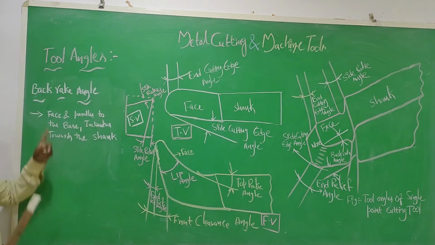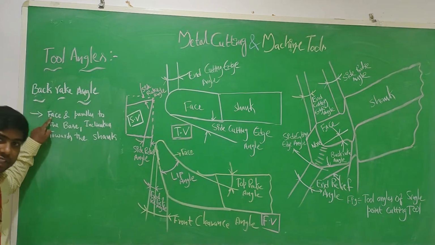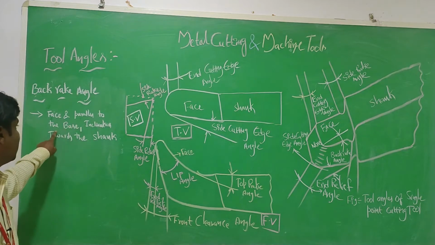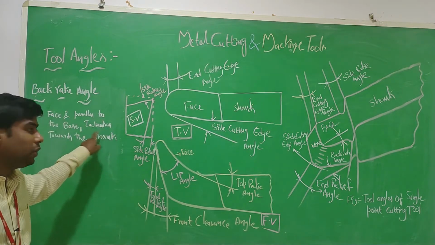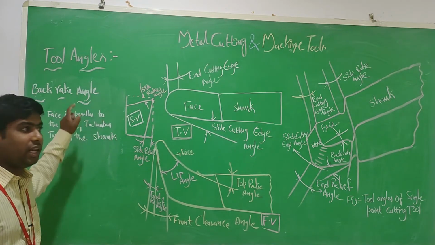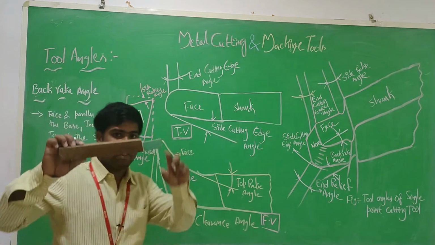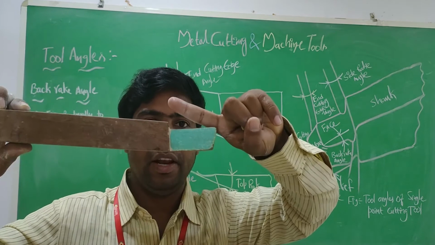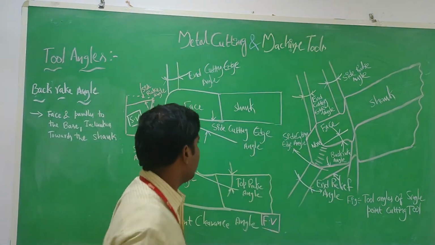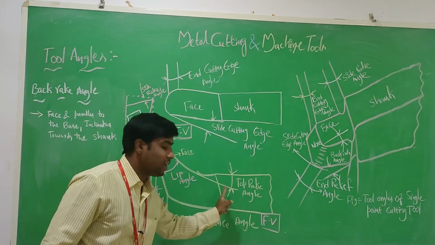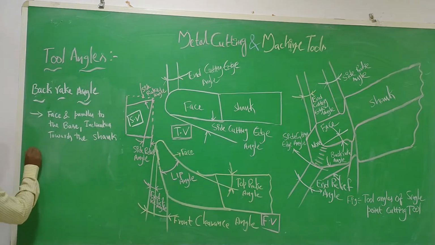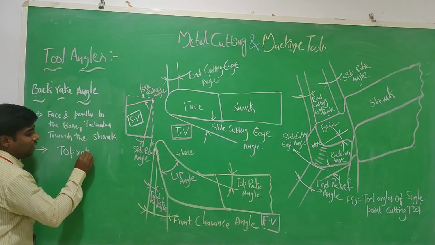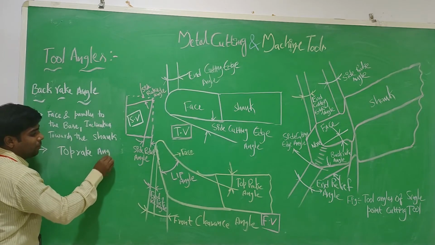Friends, back rake angle is the angle between the face of the tool and the plane parallel to the base, and the inclination should be towards the shank. In this figure, this is the back rake angle in the front view. Back rake angle is also called the top rake angle.